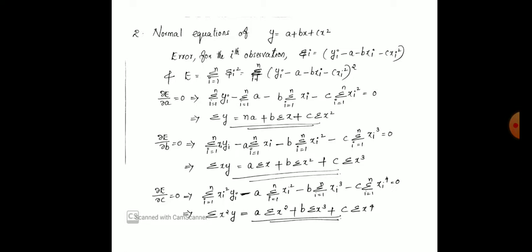And the third equation is ∂E/∂c = 0, which implies sigma i equals 1 to n of xi square yi minus a into sigma i equals 1 to n of xi square minus b sigma i equals 1 to n of xi cube minus c sigma i equals 1 to n of xi raised to 4, which is equal to 0. Which can be generalized as sigma x square y equals a sigma x square plus b sigma x cube plus c sigma x raised to 4. And these three equations are called the normal equations in fitting a parabola.